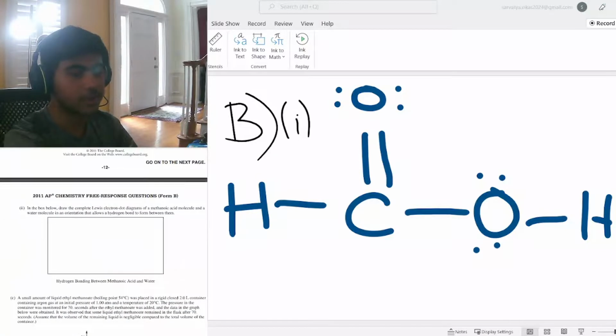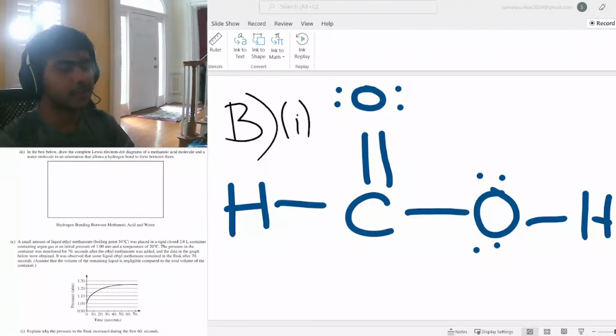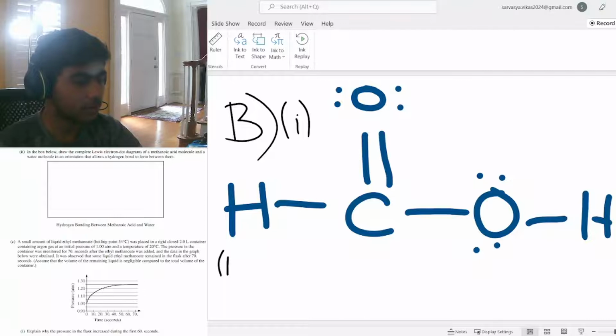We're not done with this question yet. We have an entire other page. But part 2, in the box below, draw the complete Lewis electron diagram of a methanoic acid molecule and a water molecule in an orientation that allows a hydrogen bond to form between them. Alright, how are we going to do this? Try to fit on the same page.